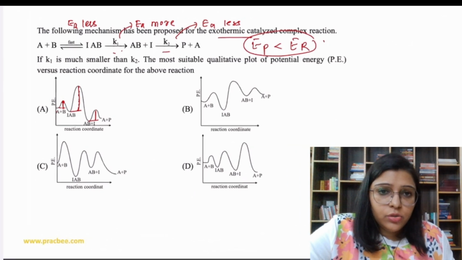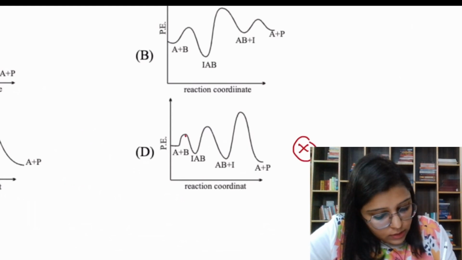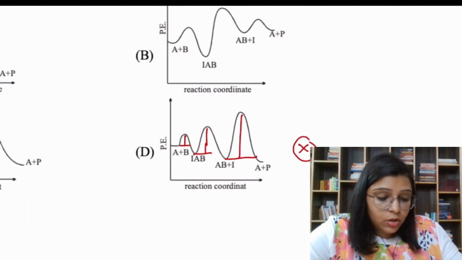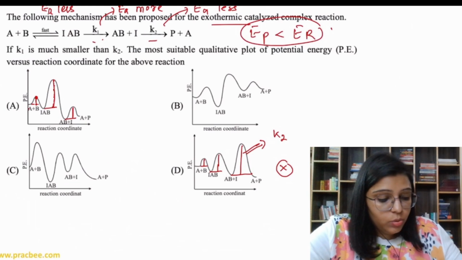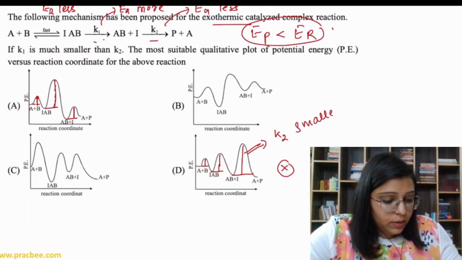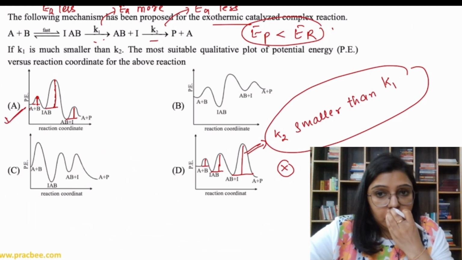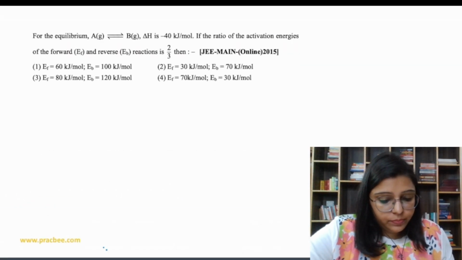So why can this not be true? Look, it is slow, it is more, right? It is more, but here the activation energy is too much. So it means here K2 is going to be smaller than K1. So that's where our answer is option number A. Okay? That's it. Now next.